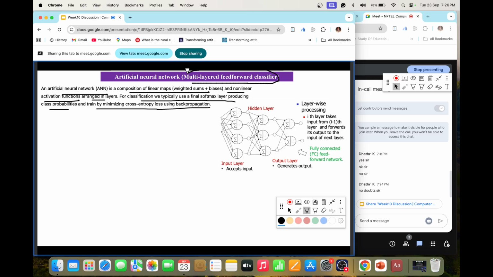In a multi-layered feed-forward neural network, we usually have three types of layer. One is the input layer. Second, we have the hidden layer. There can be many hidden layers, not just one: first hidden layer, second hidden layer, third hidden layer, etc. And then we have the output layer. The input layer accepts the input, all our calculation is done inside the hidden layers, and the output layer generates the output. Each neuron is connected to the neurons of the next layer. That is the classical artificial neural network.